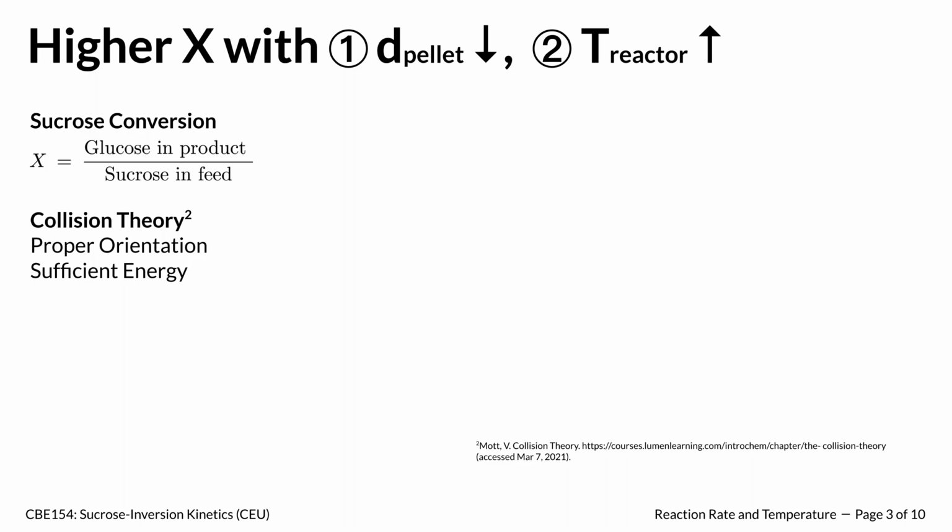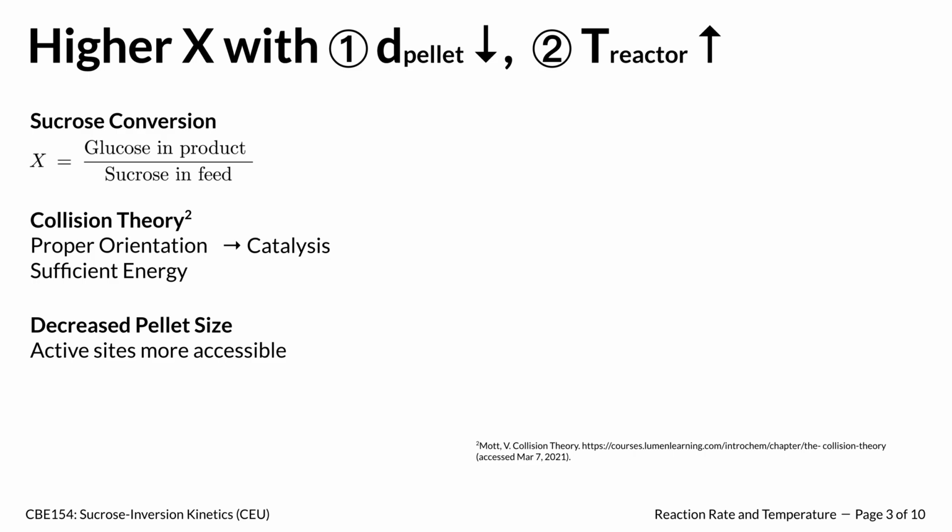According to collision theory, reactant particles must collide with each other with sufficient energy and favorable orientation for reaction. Here, catalysis provides suitable domains, also known as active sites, that minimize activation energy barriers of the reaction, and hence increase the reaction rate. Theoretically, smaller pellets and higher temperatures result in a faster reaction rate as well as a higher conversion. This is attributed to the fact that as pellet size decreases, the surface area to volume ratio increases, and thus more sites are accessible.